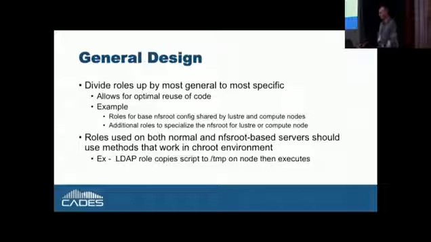A general design for our playbooks is we try to divide up roles by the most general to most specific in order to allow optimal reuse of our code. For example, we have roles for the base NFS root configuration that are shared by Lustre and compute nodes, and then we have additional roles that specialize that depending on whether it's a Lustre node or a compute node.